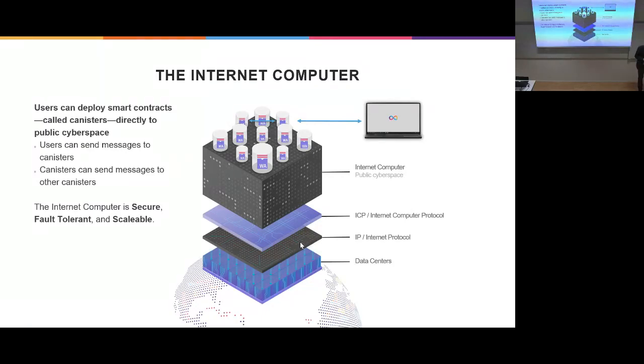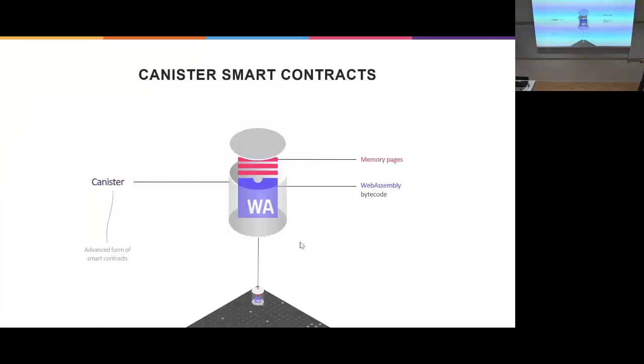And people can deploy smart contracts, we call them canisters or canister smart contracts, on this public cyberspace, or if you will, directly on the internet or this extension of the internet. And users can interact with the Internet Computer by sending messages to canisters, and canisters can send messages to other canisters. And the Internet Computer is secure, fault-tolerant, and scalable.